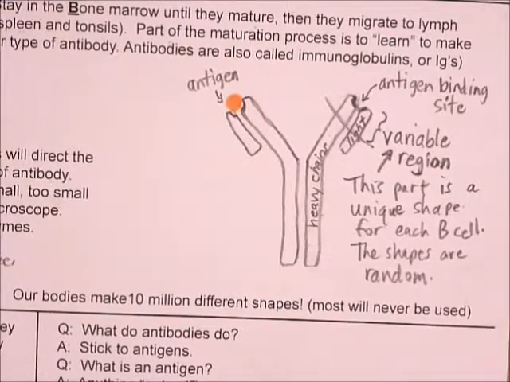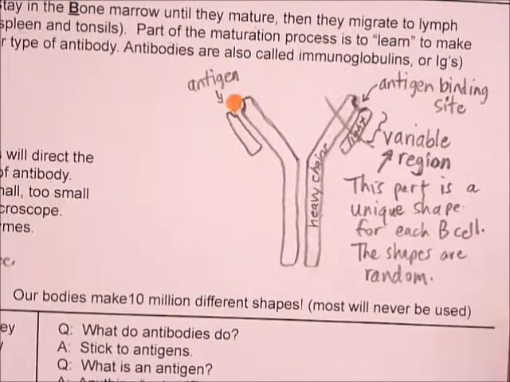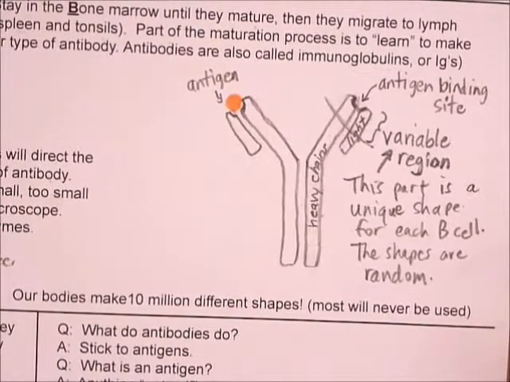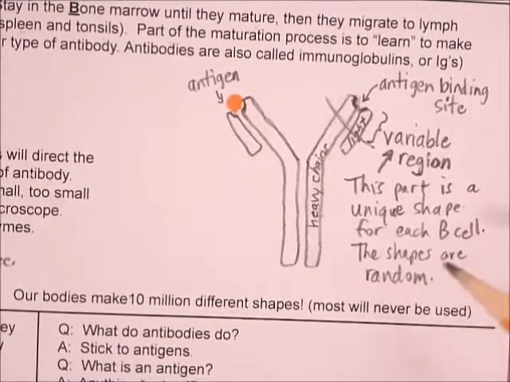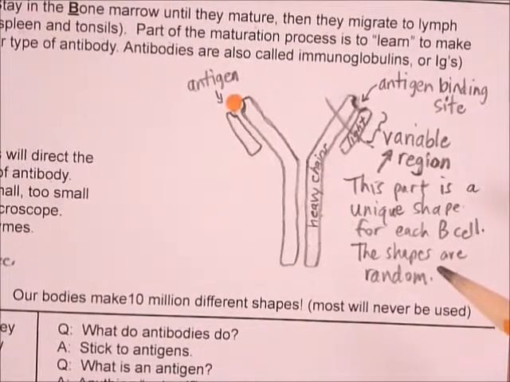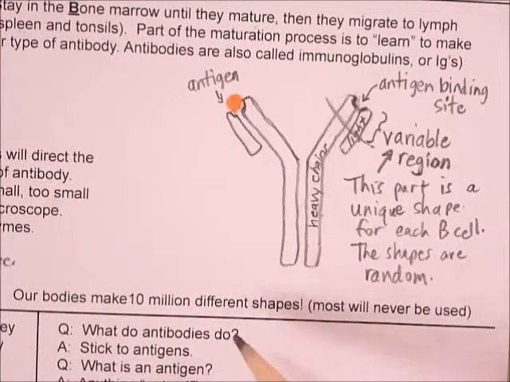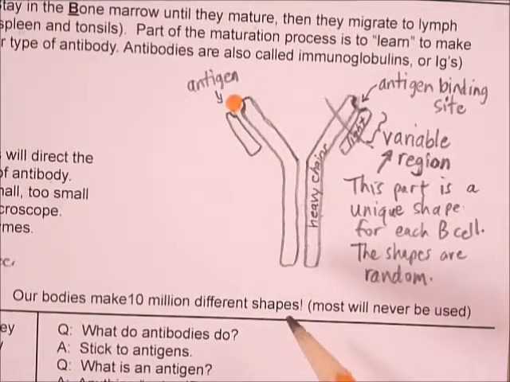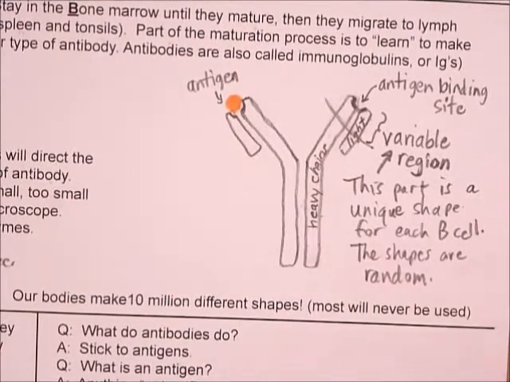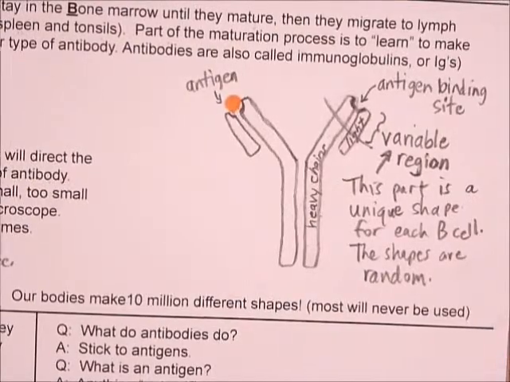Most will never be used. What are the odds? You got 10 million different shapes. What are the odds that one of them is going to be the exact right match for a pathogen? Well, with 10 million, you might have a pretty good shot, okay? Or at least get close. But it takes that many different random variations to cover all your bases.